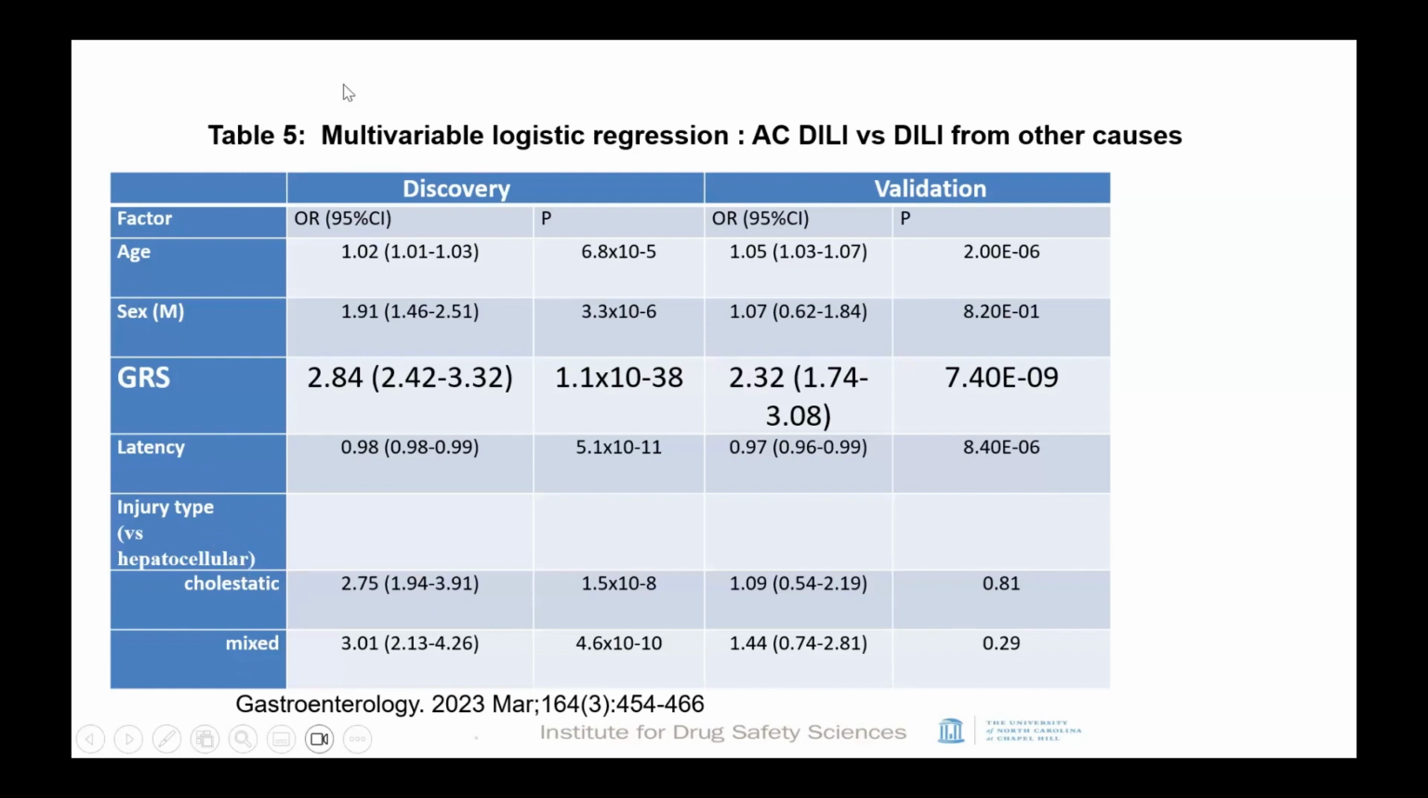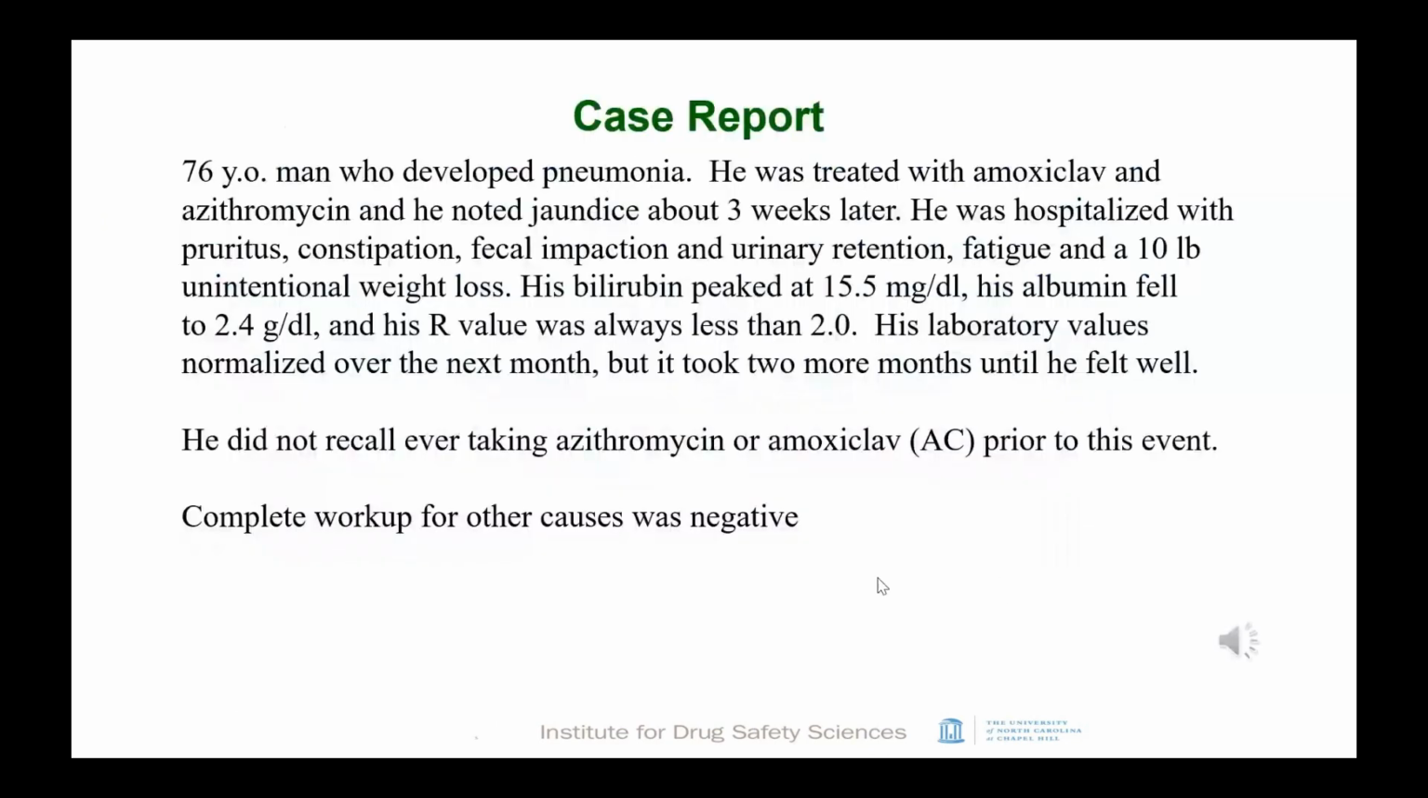So if you put all these into a multiple regression, comparing AC DILI to DILI from other causes in the DILI network, you can see that the genetic risk score is the most predictive, both in terms of odds ratio, but also p-value. So it's definitely significantly adding in causality assessment.